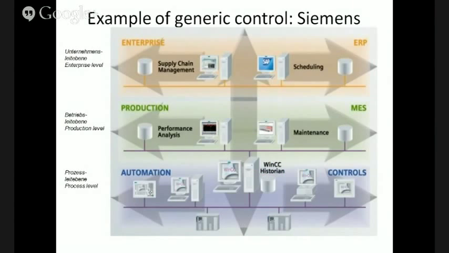This is another example of generic control by Siemens. Siemens has given this kind of control. So they have processes at a process level. These are the terms they have written: automation, production, and enterprise. They have seen this automation, then they have MES, as I said, manufacturing, they are seeing production, and they have ERP. So this is also an example of generic control that Siemens has followed.